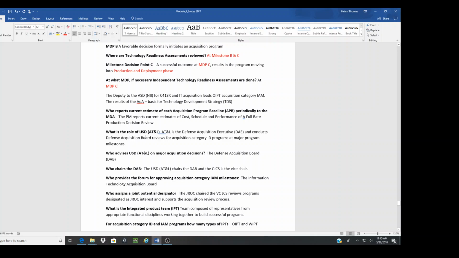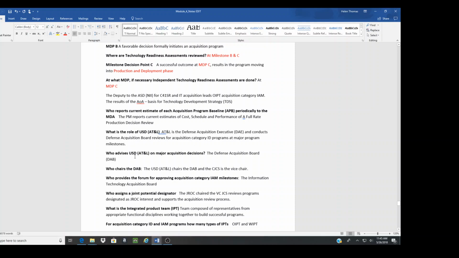What is the role of the USD (AT&L)? He's the Defense Acquisition Executive, the chairman of the Defense Acquisition Board. It's not here, but I'm recalling some of the things he does. The Defense Acquisition Board reviews acquisition category 1D programs and major program milestones. So he is the milestone decision authority for all acquisition category 1D programs.